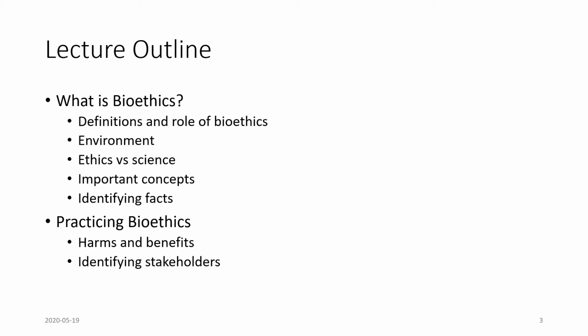And then finally, we're going to set ourselves up for success for the next lecture. So we're going to be talking about practicing bioethics, and some of that will look at harms and benefits and the different ways you can weigh harms and benefits and how they affect different stakeholders. We're also going to look at identifying stakeholders, what they are, who they are, why they are important, and why they are so important for bioethics specifically.